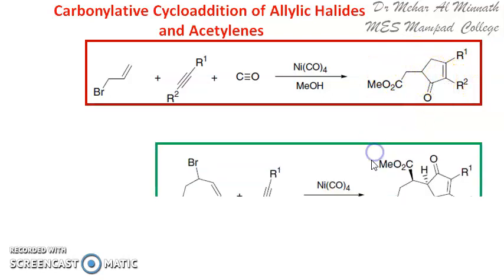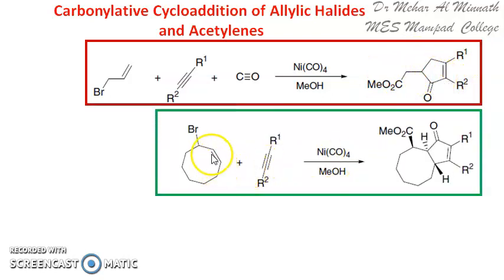Another example over here: we have a ring system, and the acetylene group is here, carbon monoxide is added, and you get a fused ring system. The 5-membered ring is being fused to this ring system. 1, 2, 3, 4, 5, 6, 7, 8, 9, a 9-membered ring system and so on.